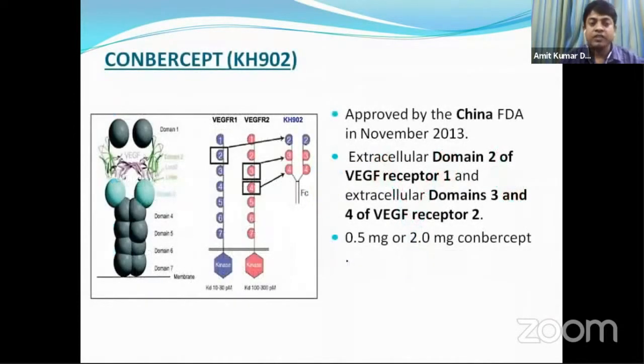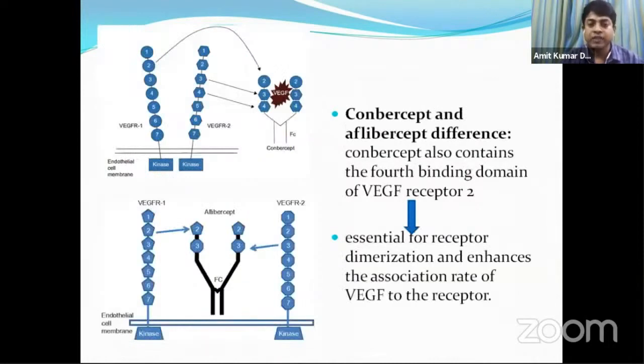A similar drug which was approved in China is conbercept. It contains the extracellular domain 2 of VEGF receptor 1 and domains 3 as well as 4 of VEGF receptor 2. The dose is 0.5 milligram or 2 milligram. The difference between conbercept and aflibercept is structural: in addition to domain 3 of VEGF receptor 2, conbercept also contains domain 4 of VEGF receptor 2. This is essential for receptor dimerization, and it enhances the association rate of VEGF to the receptor.